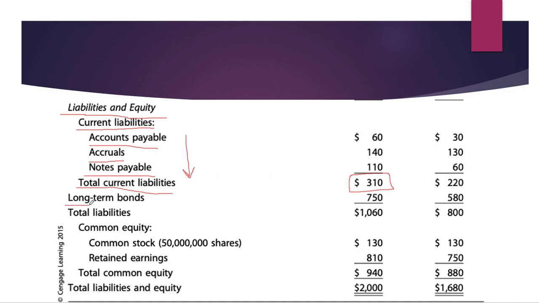And then as you see, longer term liabilities are listed, such as long-term bonds, and that is given here. And then the total liabilities is calculated by summing these two. That gives us this number here. And then once the liabilities are completed, the next part is the equity. And we have the common equity that contains the common stock of the company. That these are the shares issued by the company. For example, this company has 50 million shares issued.